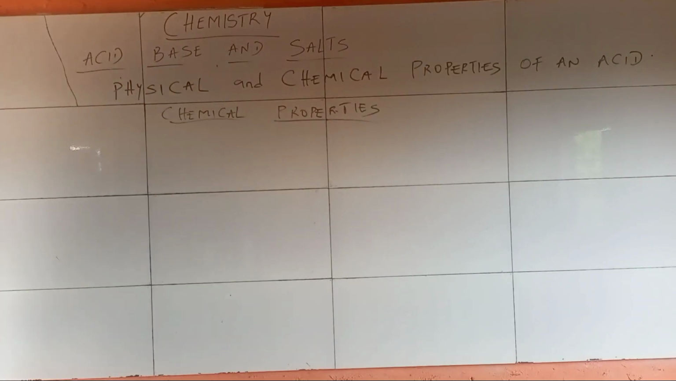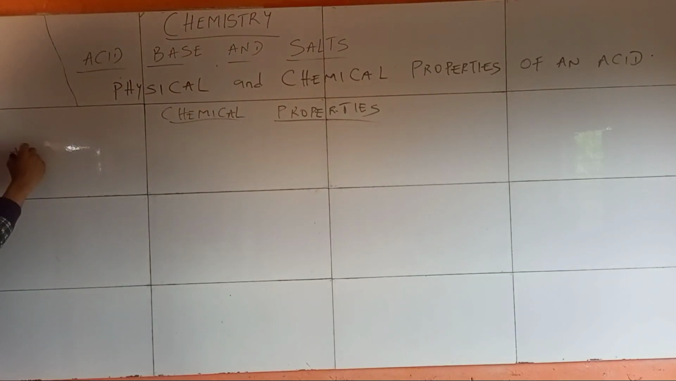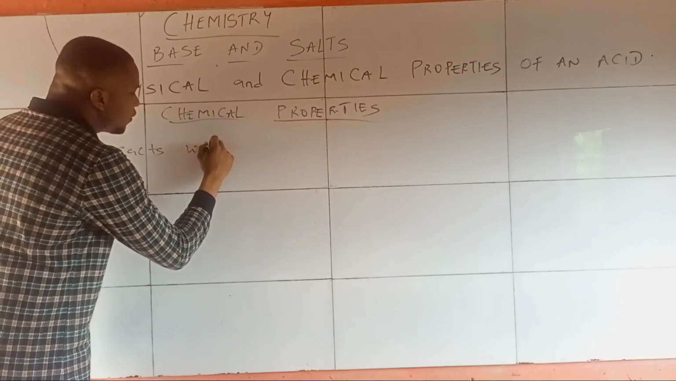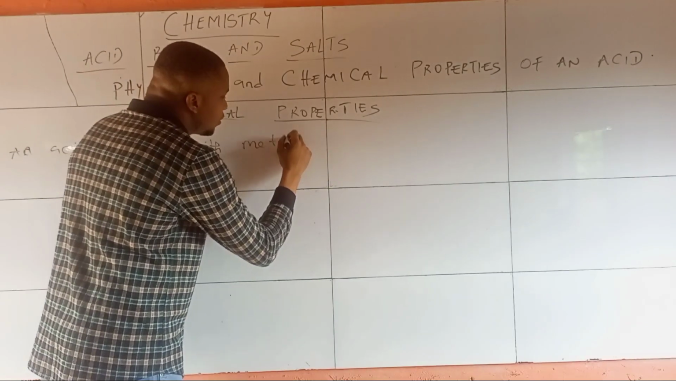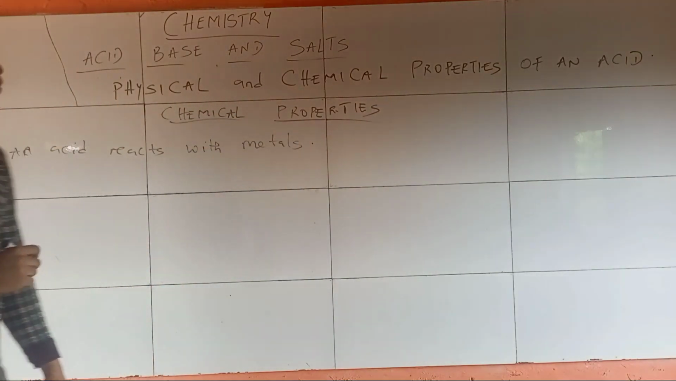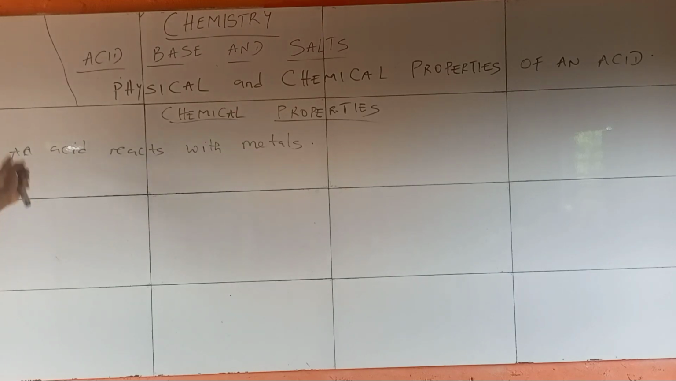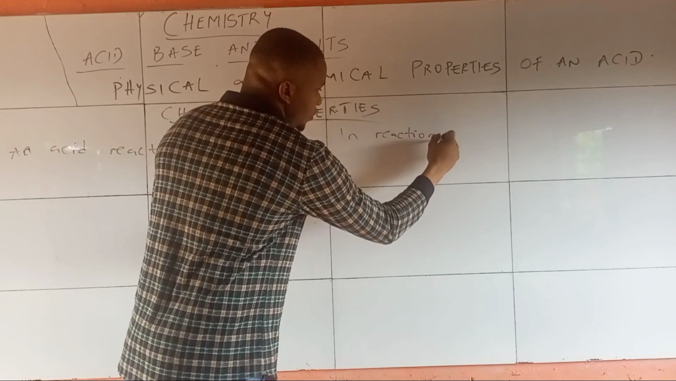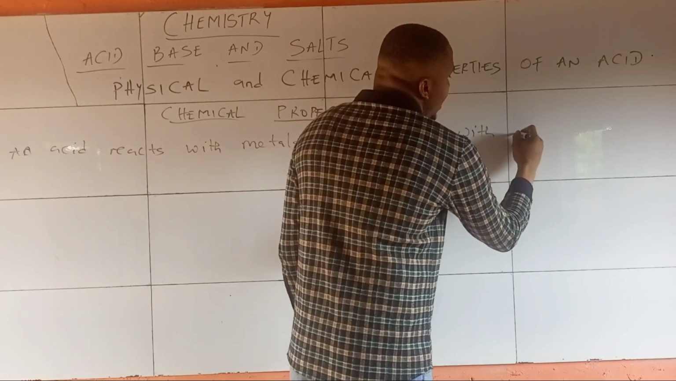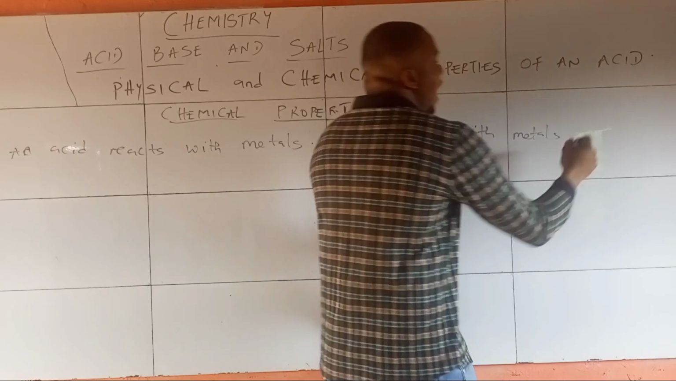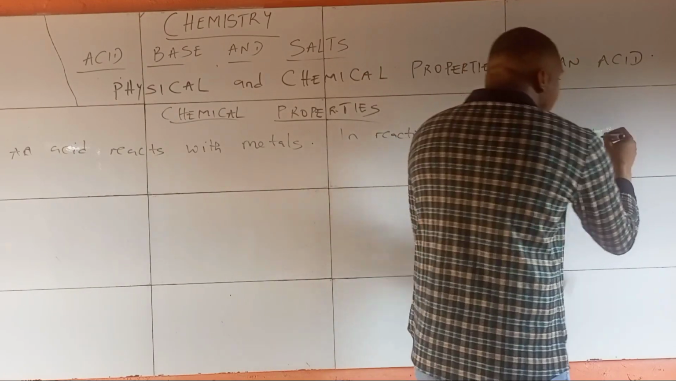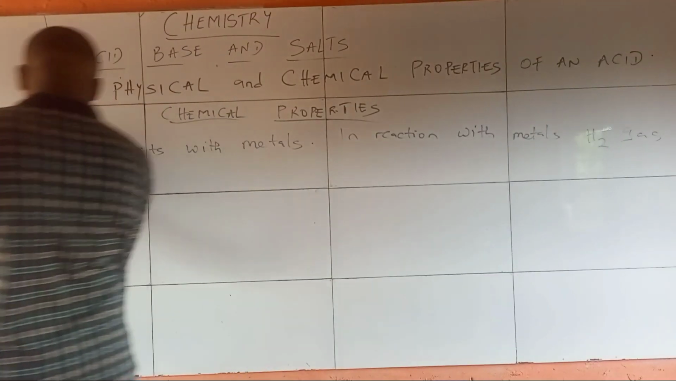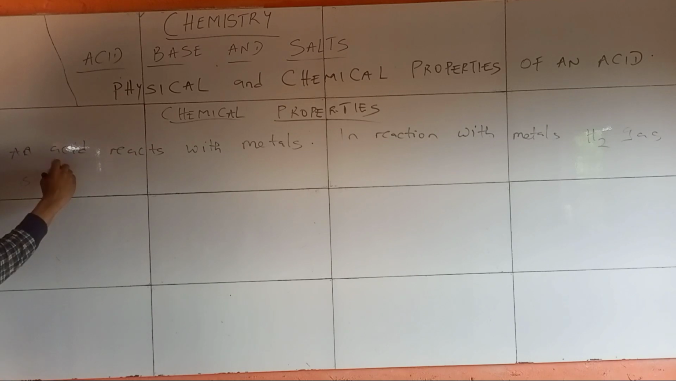Chemical properties of an acid. One, an acid reacts with metals. An acid reacts with metals. We're talking about chemical properties now. An acid reacts with metals. In reaction with metals, hydrogen gas, let me just write H2, H2 gas, which is hydrogen gas, is liberated.